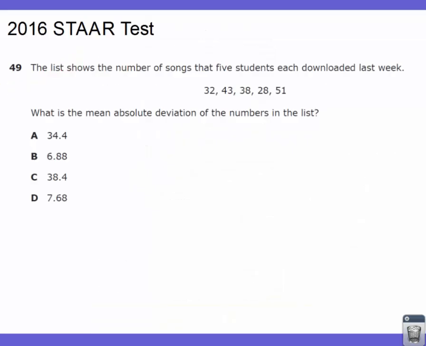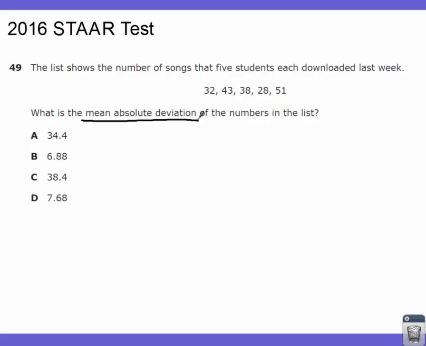Now let's look at it in terms of STAR. In this one it says the list shows the number of songs that 5 students each downloaded last week. What is the mean absolute deviation of the numbers in the list? So key in this particular problem is mean absolute deviation. That tells us that we need to add our values together, divide by 5, find the distance each number is away from the mean, and then find those averages.